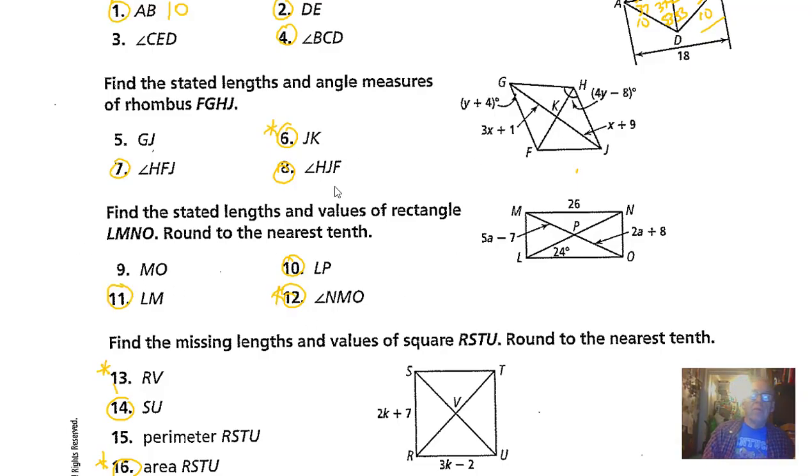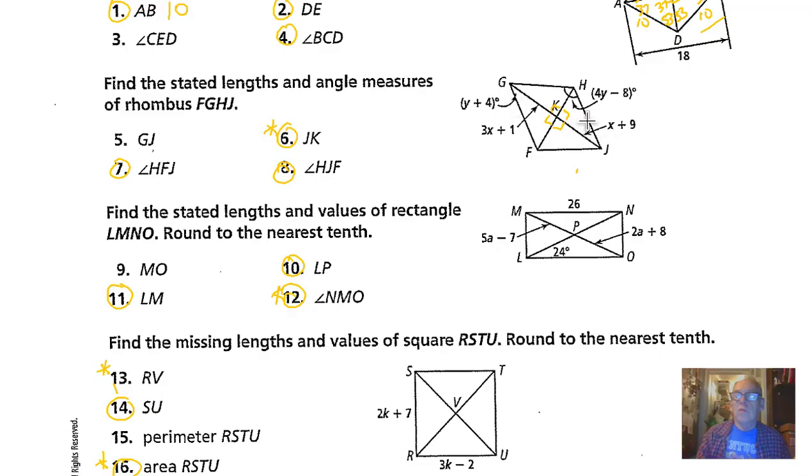So let's see what they want. So let's do number 7, HFJ. They want to know what this angle is. So let's see how we can do this. We know that these middle angles are 90s, so these are all right triangles. And what can we do here? This has got x's and y's. This has got a y.